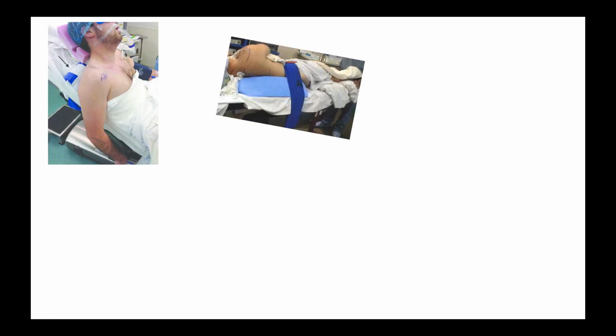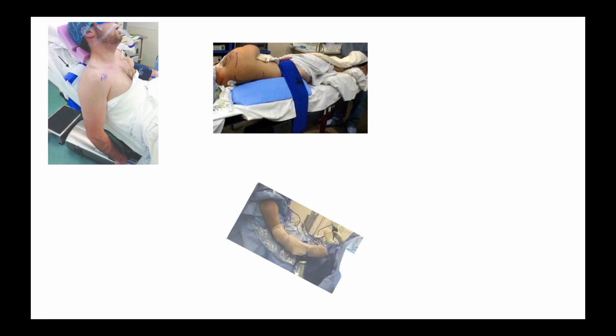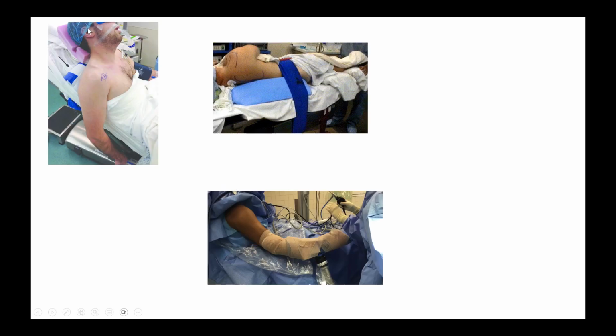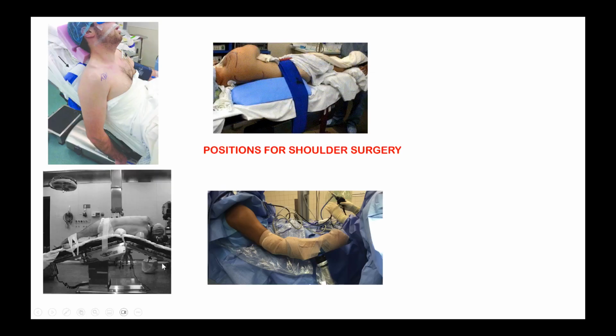And these are some of the positions that are done for shoulder surgeries. You can see this is the lateral position with the operative shoulder on the upside. This is the slightly modified sitting or beach chair position. And this is another lateral position, with the kidney bridge being raised for nephrectomy surgery.